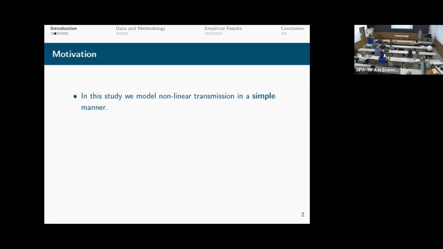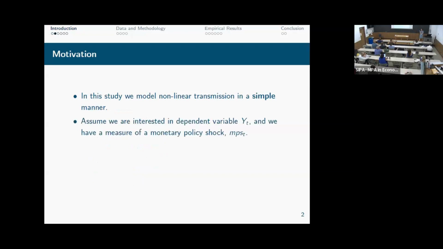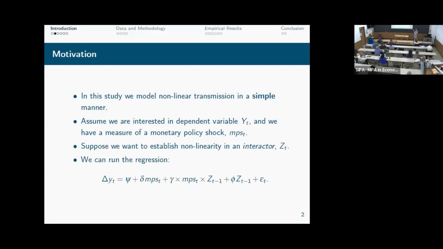So in this study, we will try to model the nonlinear transmission of monetary policy shocks in a simple manner. Assume that we have a dependent variable Y_t on the left-hand side, and we have a measure of the monetary policy shock, MPS_t. We want to establish the nonlinearity in the interactive variable Z_t. So we can run the following regression. As you can see, Y_t depends on the monetary policy shock itself, then the monetary policy shock interacted with the lagged term Z_{t-1}, and then we have the control variables, including Z_{t-1} as well.